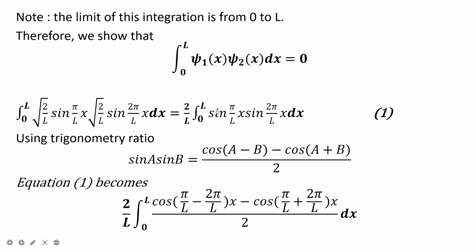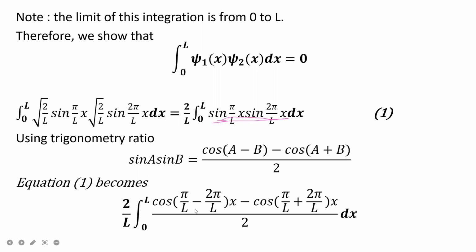Now, these trigonometric functions here, we cannot multiply them out. So we use a special kind of trig ratio. So we have sine A, sine B equals cos(A minus B) minus cos(A plus B), divided by 2. This is known as the product to sum to difference ratio under trigonometry. Now, if we apply this trigonometric ratio in equation 1, we will have equation 2, where your A becomes pi over L and your B becomes 2 pi over L.